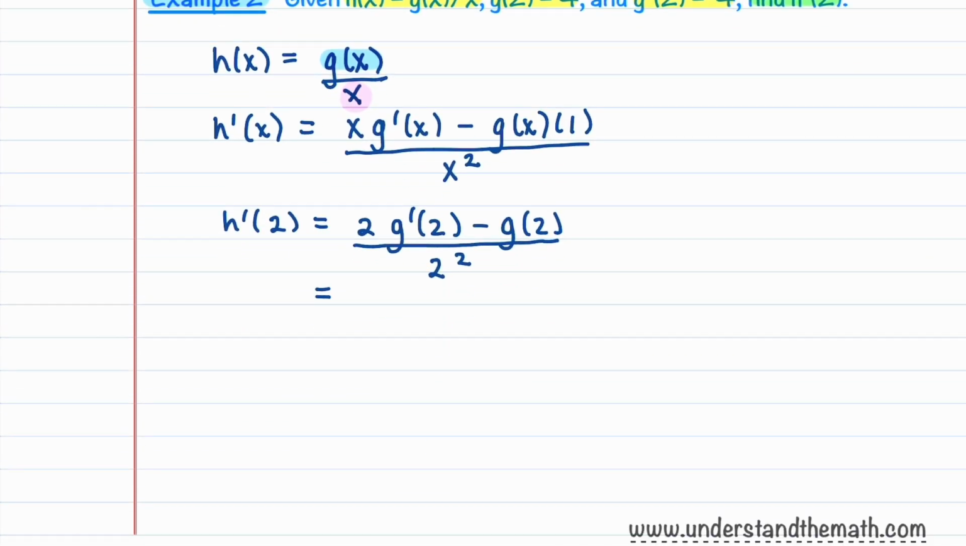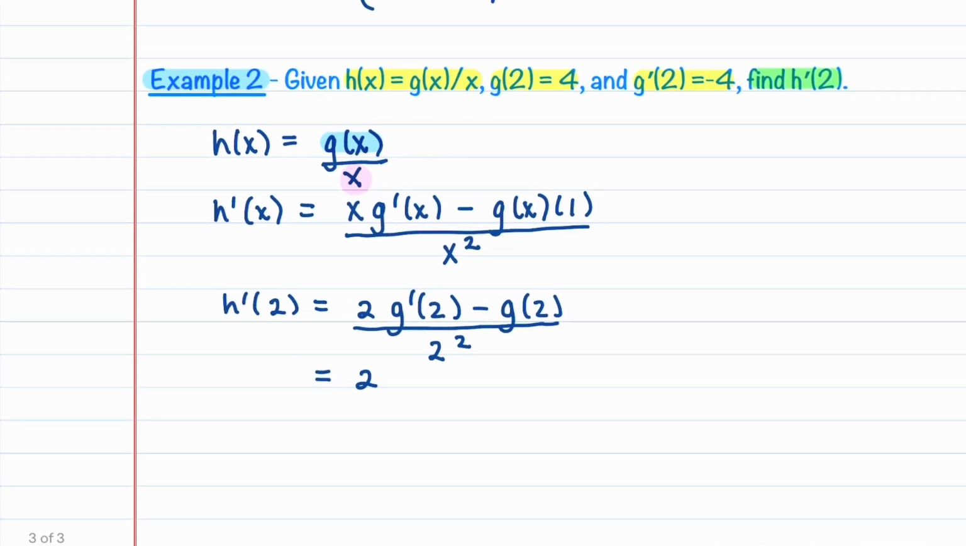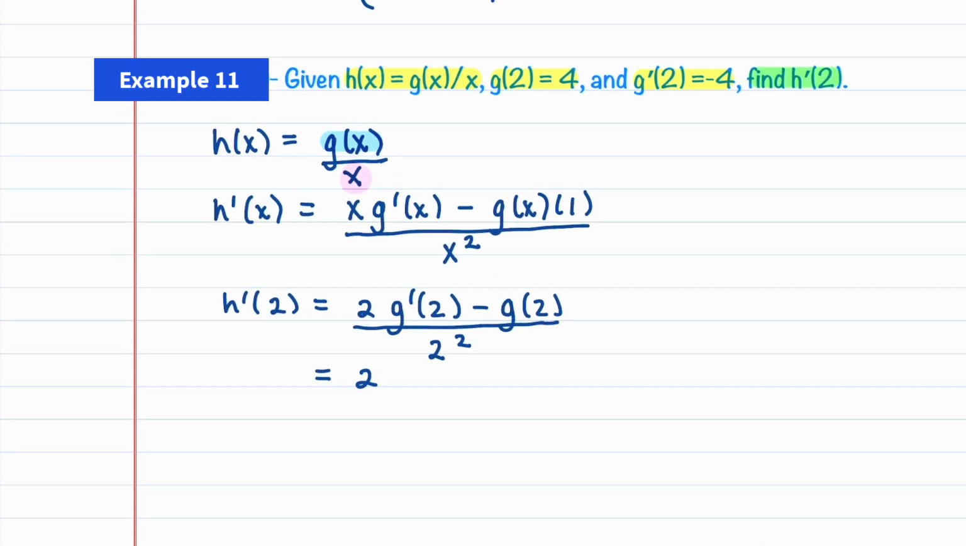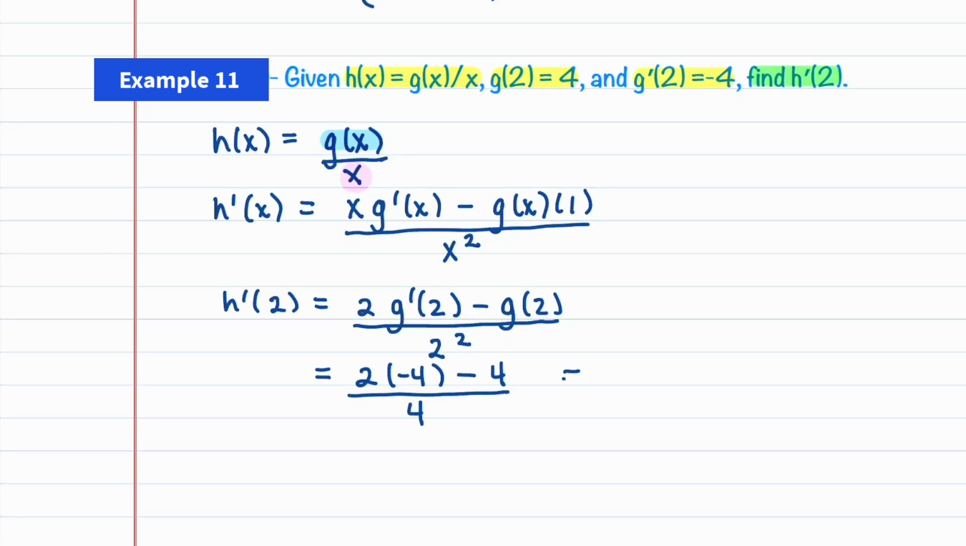Now we're going to substitute in what g prime of 2 is and what g of 2 is. We have 2 times g prime. Let's pull this down so you can see it. G prime at 2 is minus 4, minus g of 2, which is 4. And we're going to divide all of that by 2 squared, which is 4. So we have a lot of 4's here. Let's see. 2 times minus 4 is minus 8. We subtract 4. Divide that by 4. This is then minus 12 divided by 4. And we end up with an answer of minus 3.